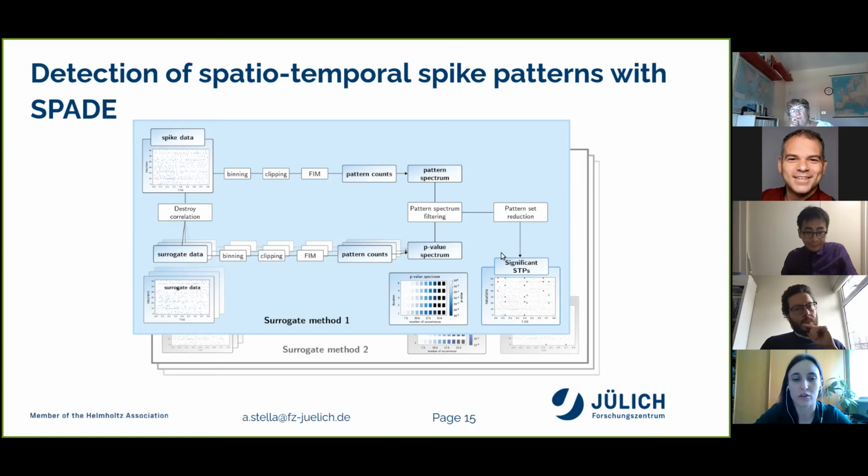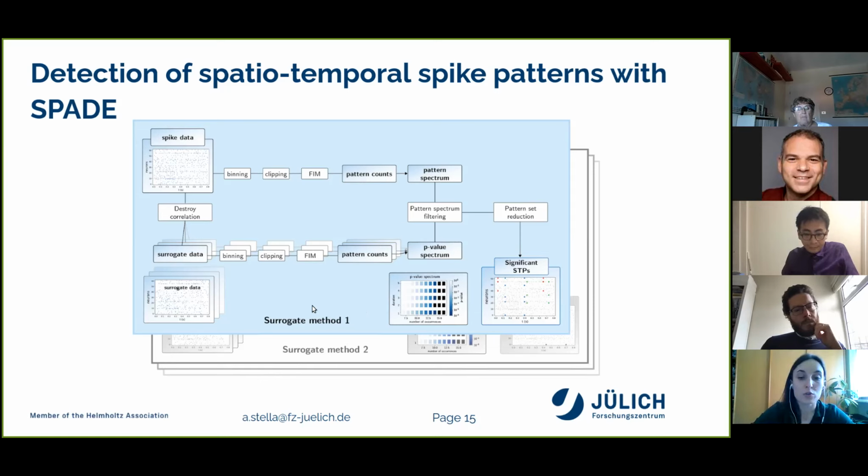After a second conditional test on the patterns that I don't want to talk about, we get significant patterns in return. So what I want to show also in this figure is that we can use different surrogate methods. And actually what we want to show is that we get different results, and why it is important to use a proper surrogate method for such estimation.